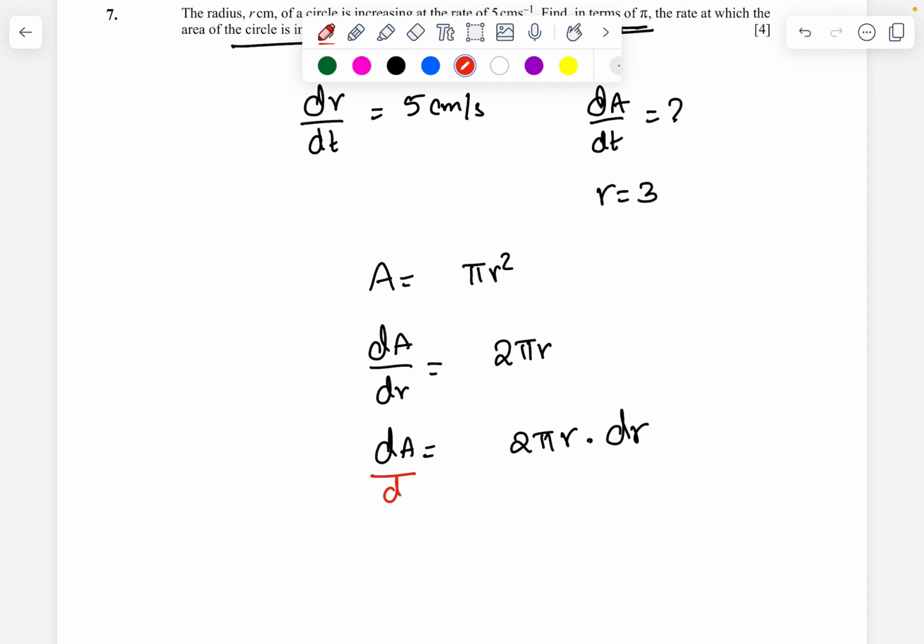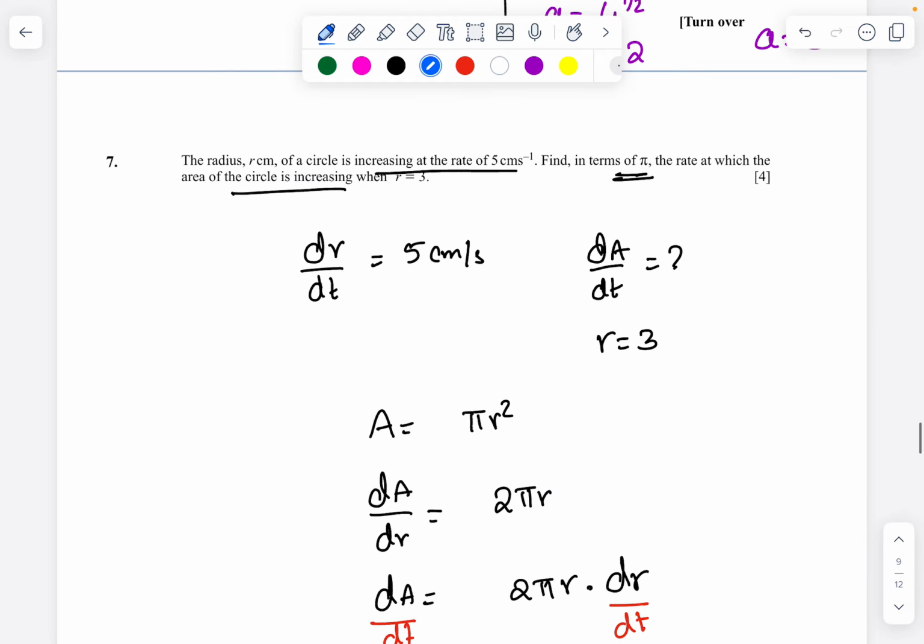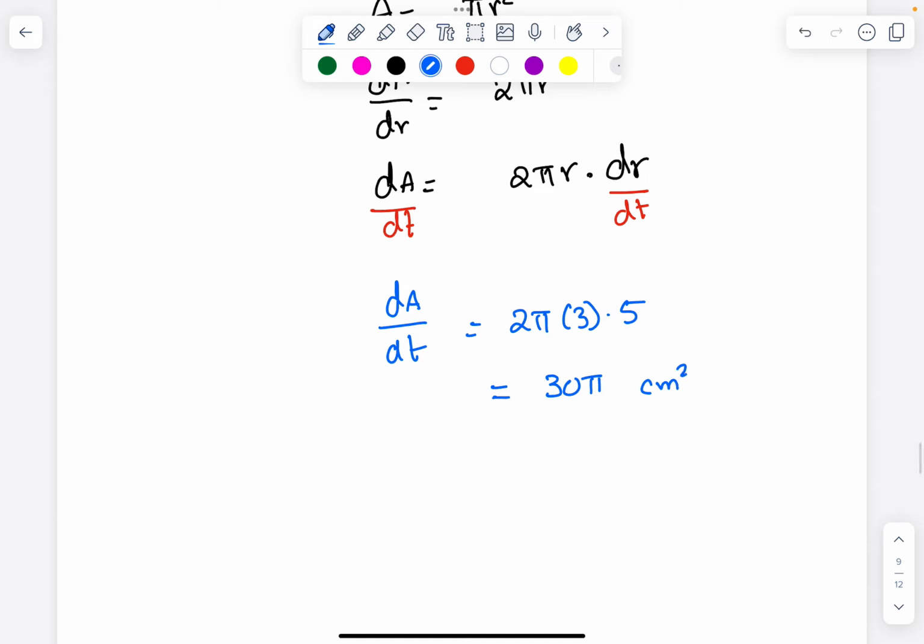Then divide by dt on both sides. So what do I get from there? dA by dt equals 2 pi times radius, which is 3, times 5, which is nothing but what? 30 pi. And the units is centimeter square per second. That's going to be the answer.